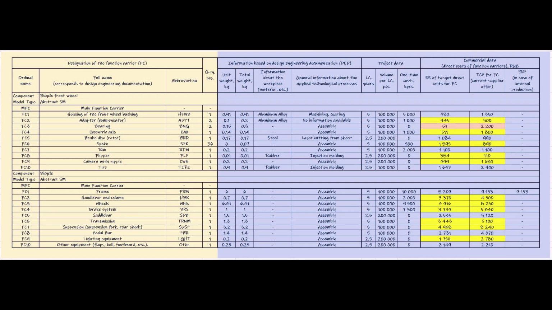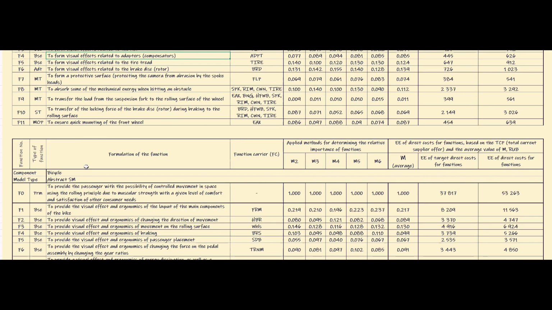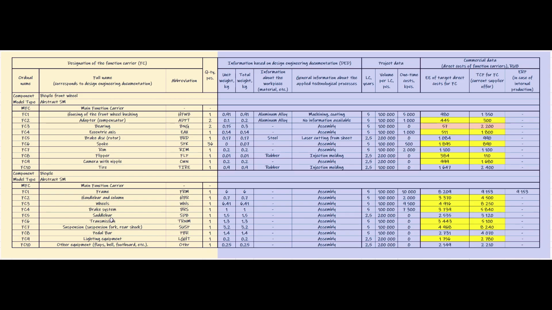The two examples above of abstract structural and functional models are examples of two different approaches to the formulation of functions. In particular, 10 carriers of functions of the object of analysis, the bicycle, correspond to 10 functions, and 10 carriers of functions of the object of analysis, the front wheel, correspond to 11 functions.